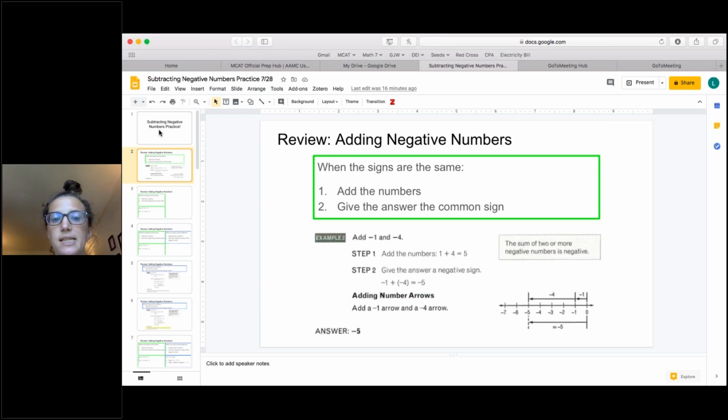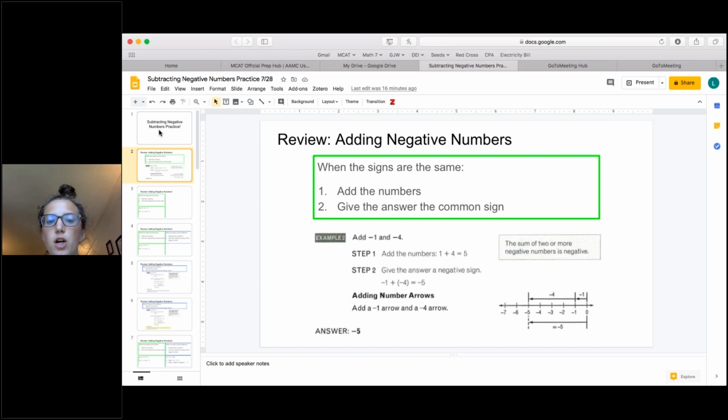The first one is what we do when the signs are the same. That means if both numbers are positive or if both numbers are negative. And when the sign is the same, we keep everything the same, which means we add the numbers and give the answer the common sign. By common sign, I mean that same sign that you see in both of your addends.